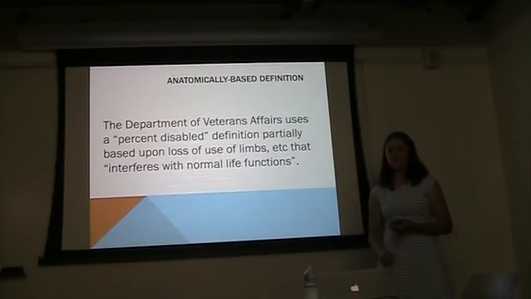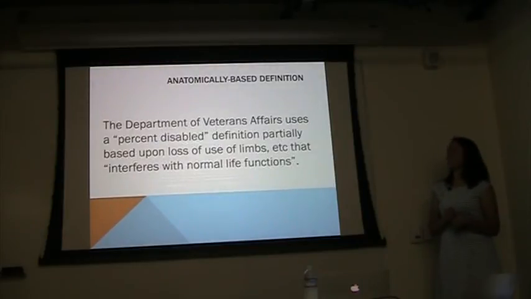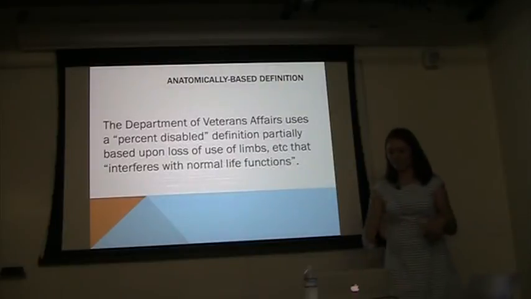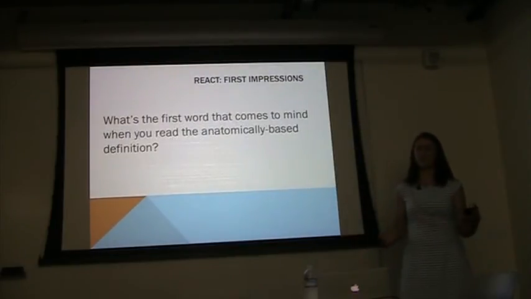Okay, the next type of definition is the anatomically based definition, which is by the Department of Veterans Affairs, which uses a percent disabled definition, partially based upon loss of use of limbs, etc., that interferes with normal life function. So, on the next slide, what's the first word that comes to mind when you read that anatomically based definition? Yes.